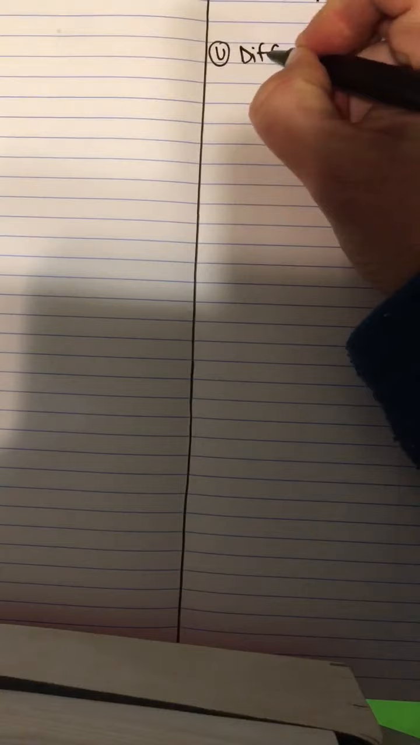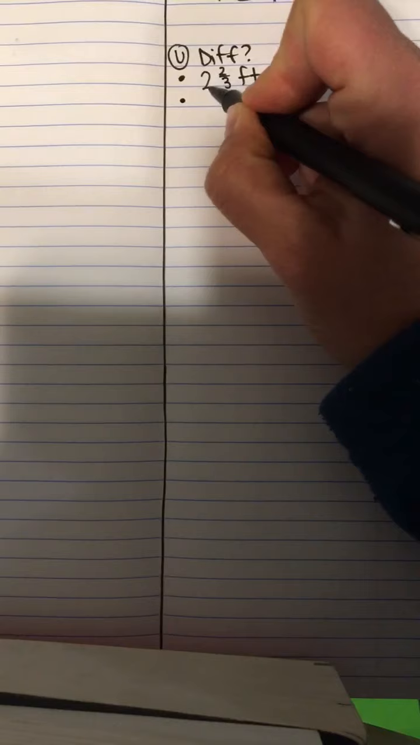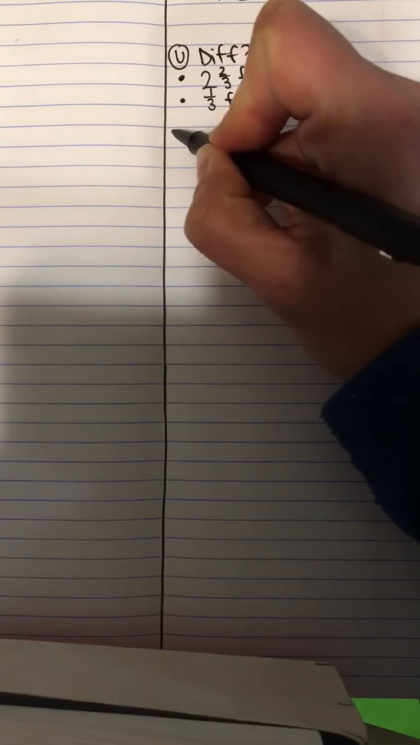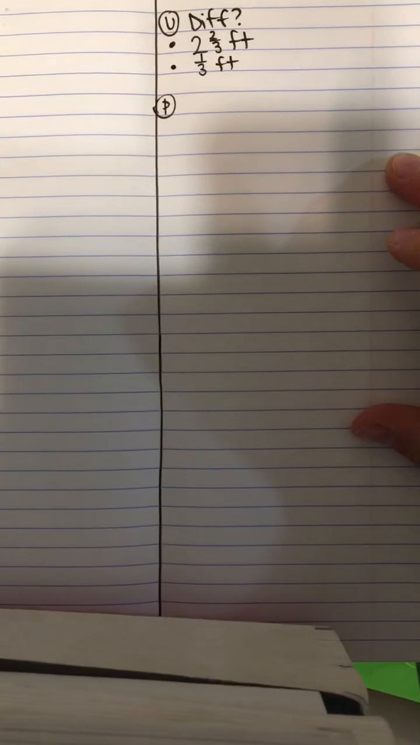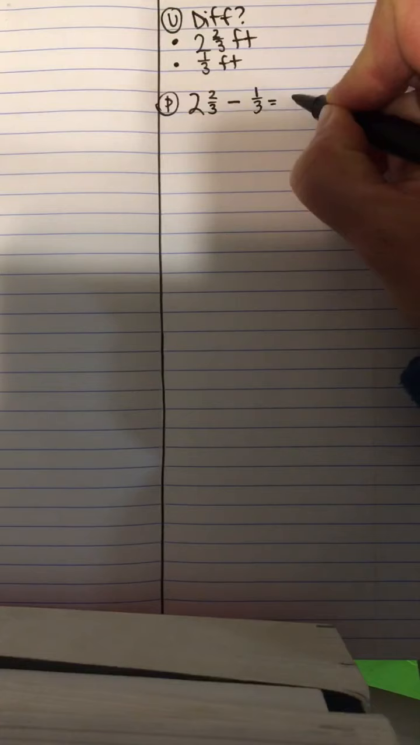So for that problem, I would probably use UPSC, and I'm looking for a difference. I just put diff. And my tallest plant was 2 2/3 feet. My shortest plant was 1/3 of a foot. So if I am looking for a difference, I am going to be subtracting. So my plan would be 2 2/3 minus 1/3. That would give me my difference.